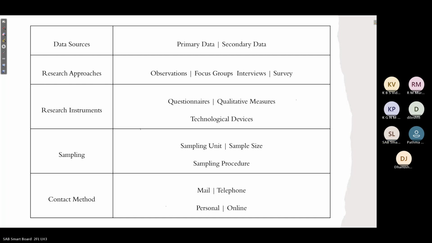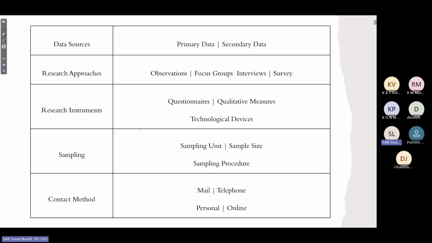Right. Then we have different research approaches. Right? It is like how we are going to collect it. How we are going to approach our sample. First one is observation, right? Like we can go to the market and observe what is happening. What are the different brands available? What are the different prices available? What are the different communication methods available?